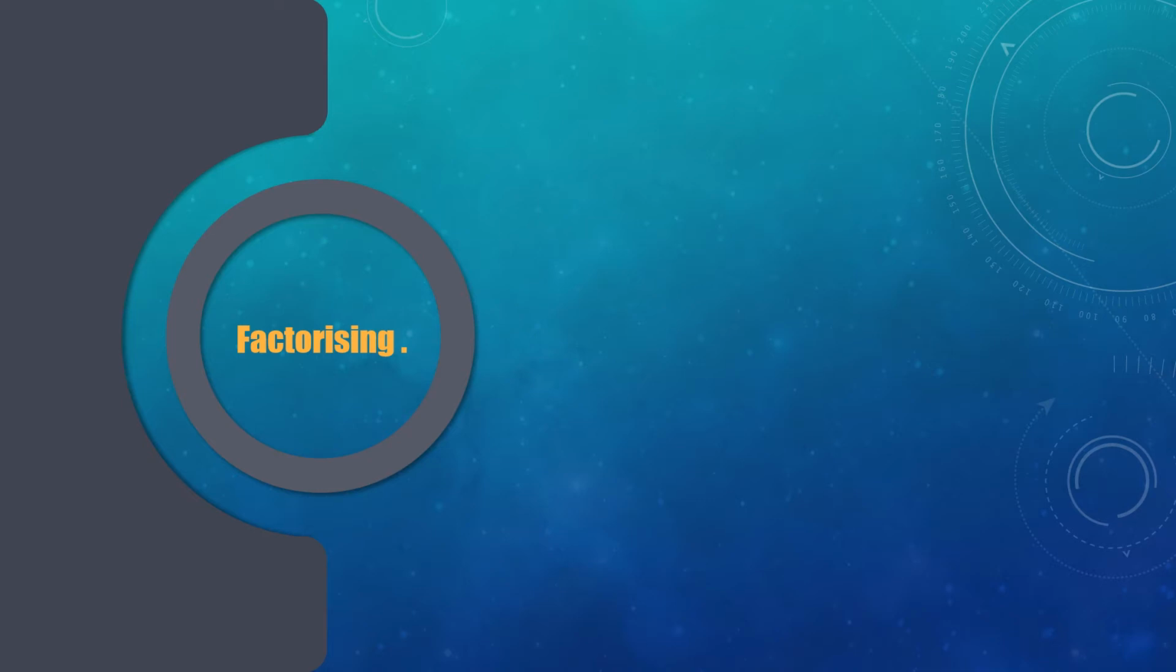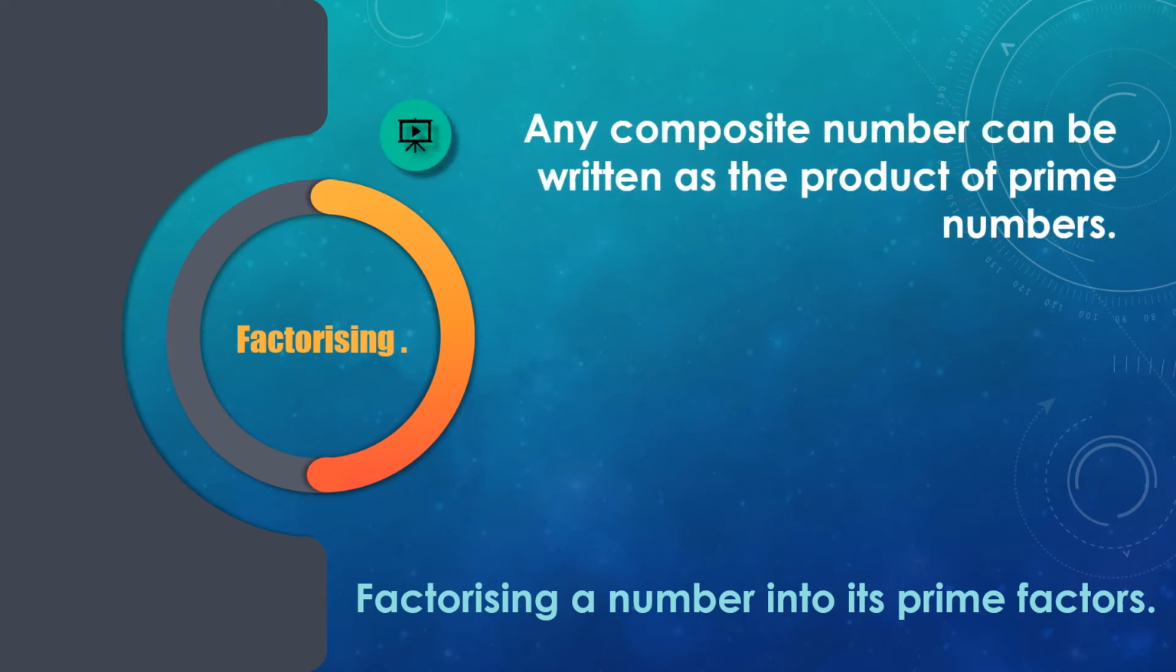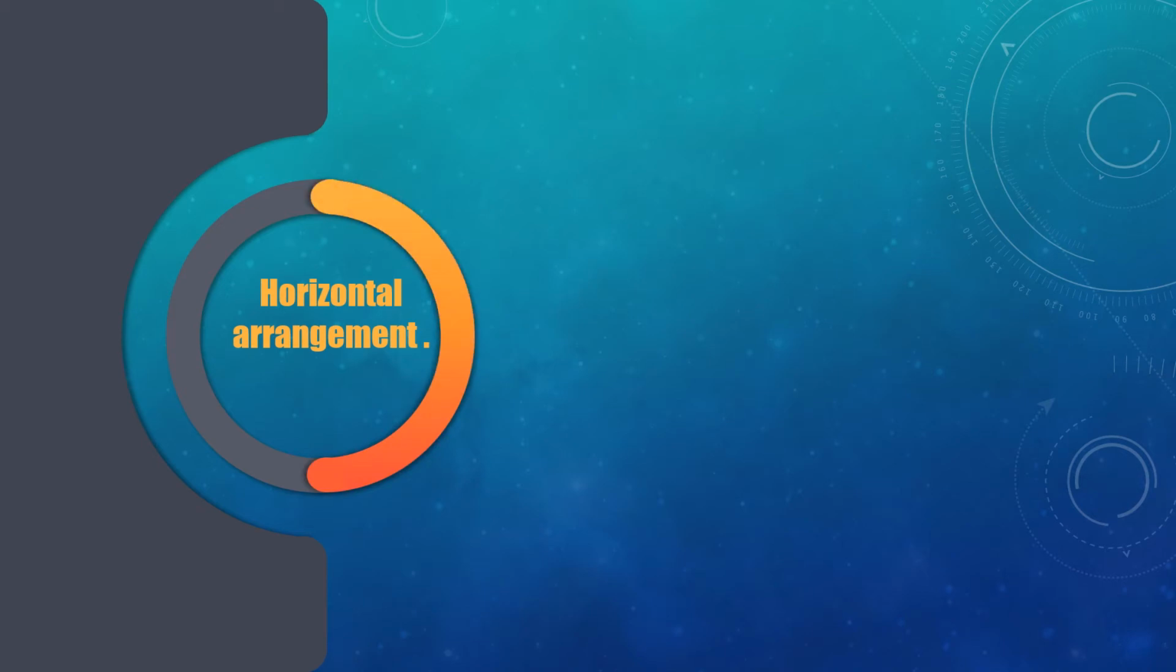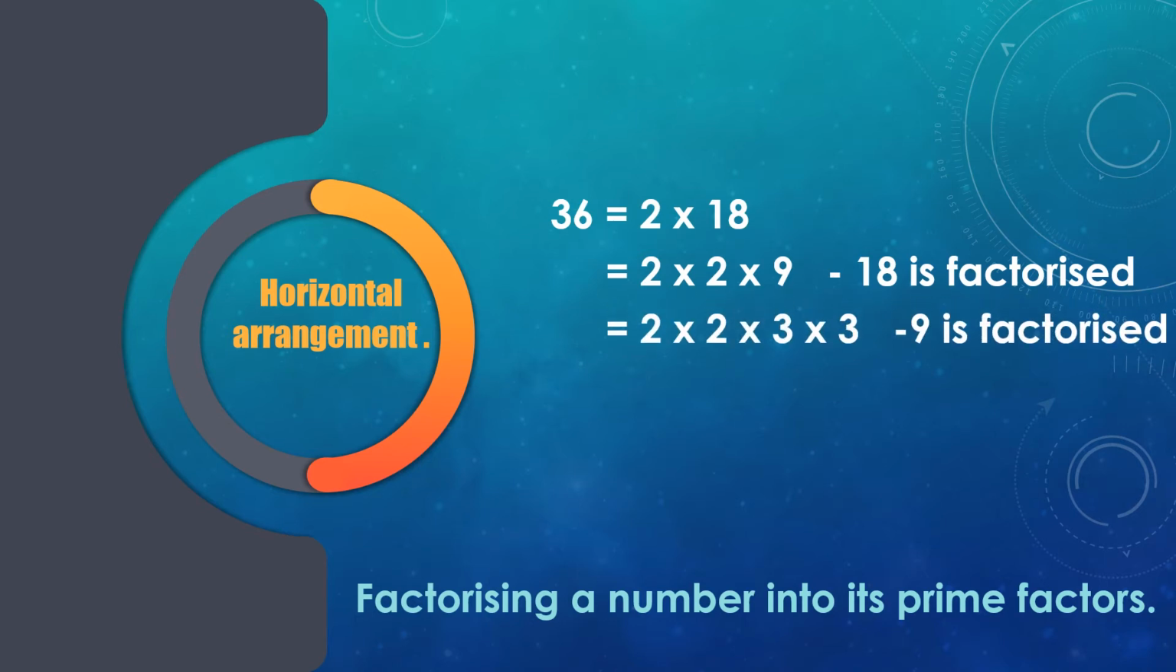Factorizing a number into its prime factors. Any composite number can be written as the product of prime numbers. Here, we are going to see the different methods of factorizing. Horizontal method. Let's factorize 36. 2 18s are 36. In the next step, we will factorize 18. 2 9s are 18. Next, we factorize 9. 3 3s are 9. So, 2 into 2 into 3 into 3 are the prime factors of 36. This was the horizontal arrangement.